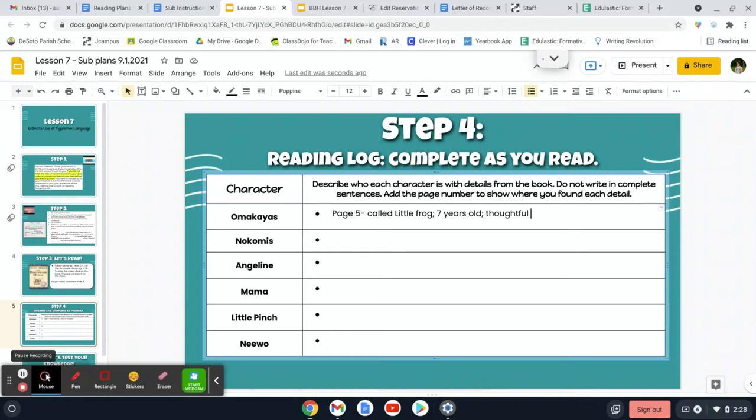Okay, now I want you to add, I see who her grandmother is. So I want you to add that to your chart next. Who is her grandmother?